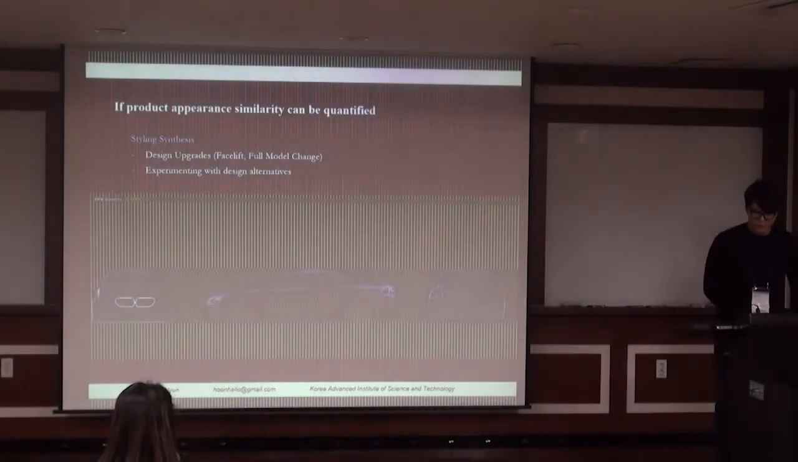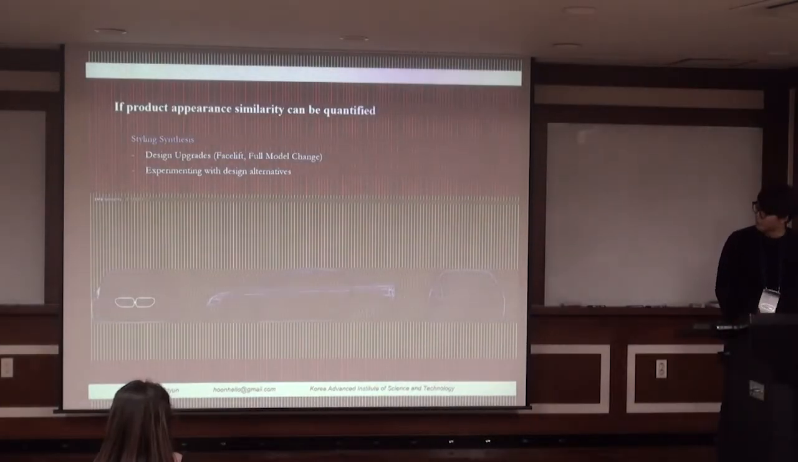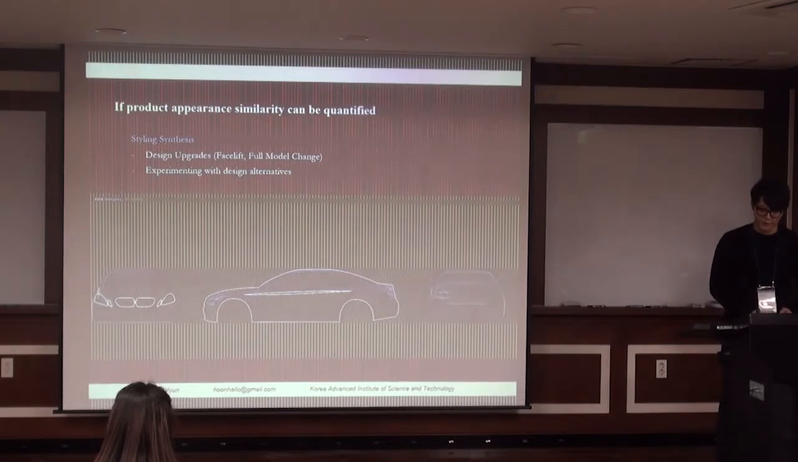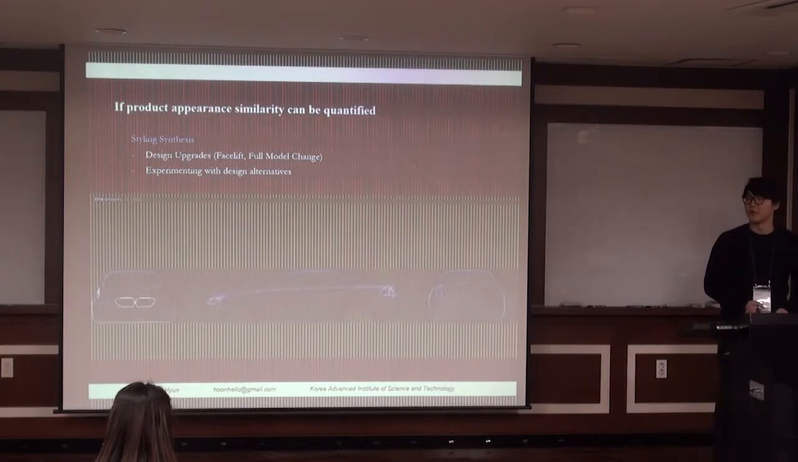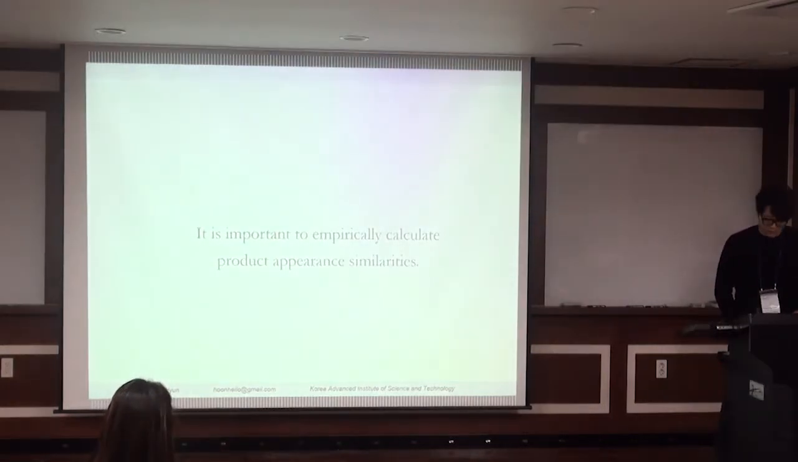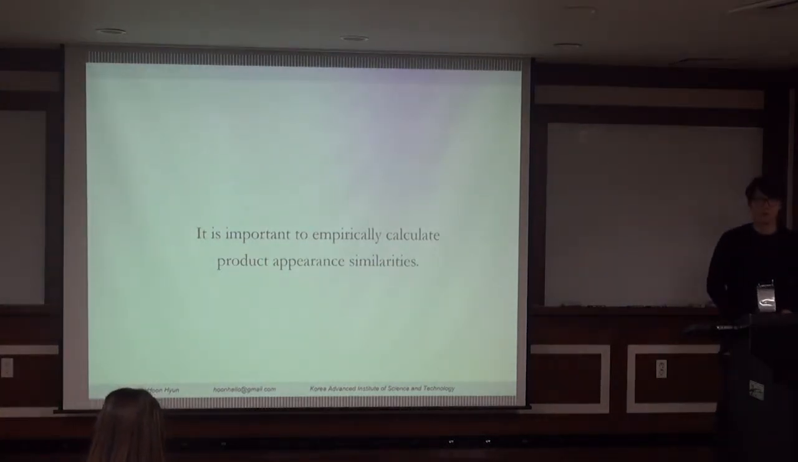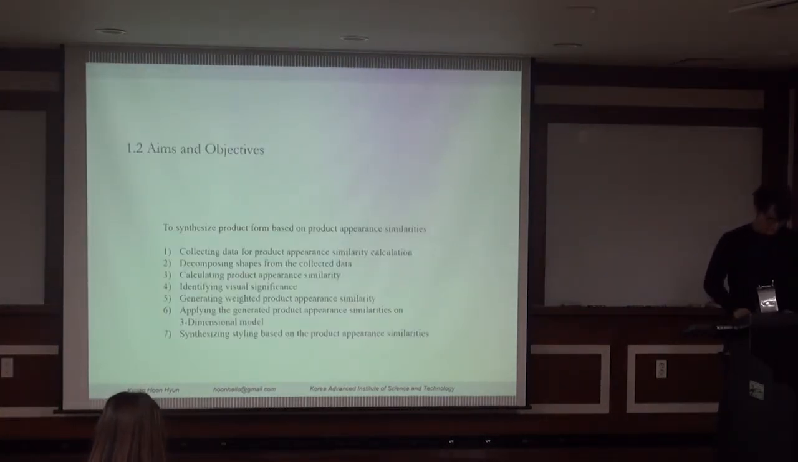And every car model goes through a design upgrade such as a facelift or full model change. And design upgrades are efficient ways to add new value to existing models. So therefore, designers experiment with their design alternatives. And so it is important to empirically calculate product appearance similarities. So my aim was to synthesize product forms based on product appearance similarity.